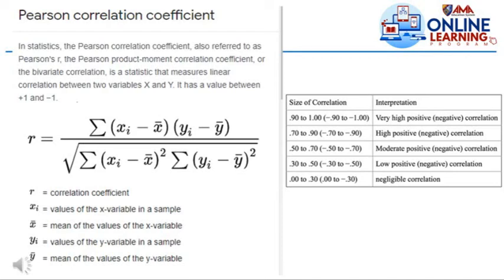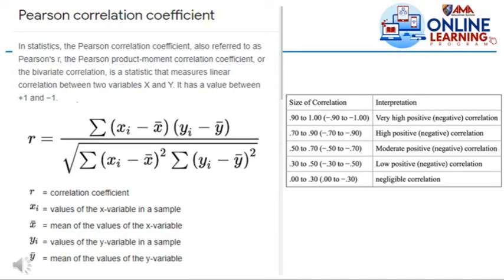So yung sinabi ko kanina, the value of the Pearson R, or the coefficient of correlation r, ranges from negative 1 to positive 1. So hindi siya pwedeng sumobra dyan sa positive 1 and negative 1. Hindi pwedeng maging negative 2, hindi pwedeng maging positive 2.